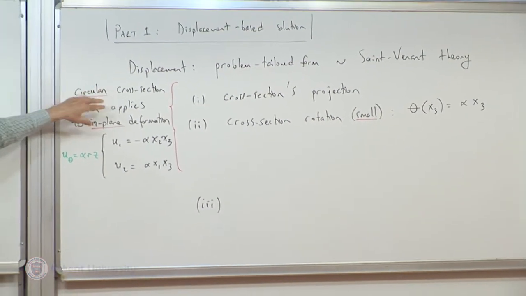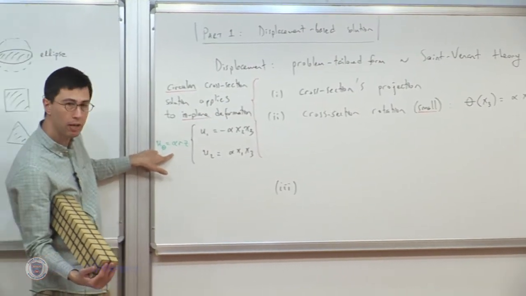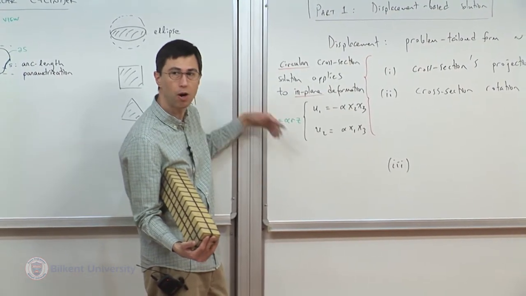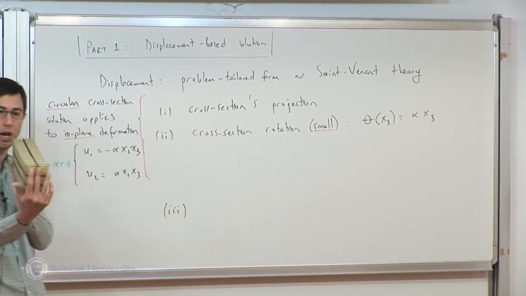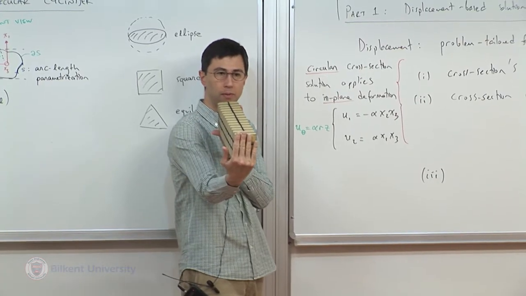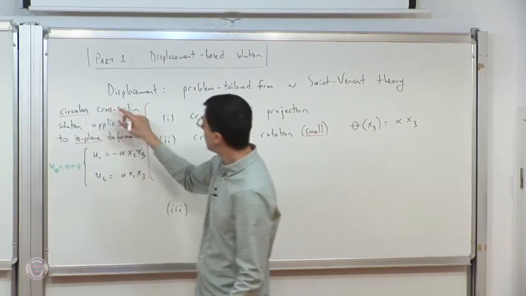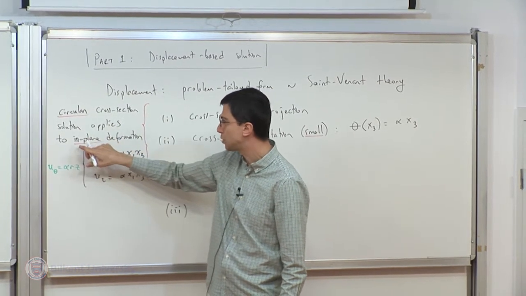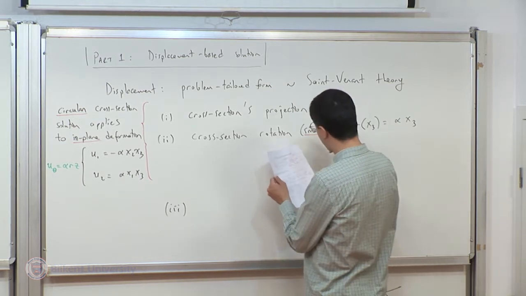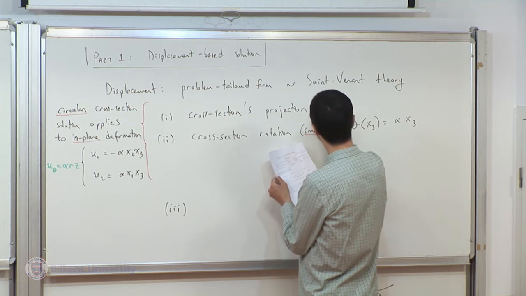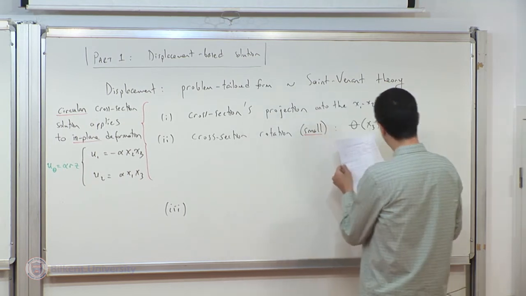Okay? So Saint-Venant proposed that this observation is borrowed, and hence the in-plane deformation is borrowed from our earlier solution, but you have to say that it applies only to the cross-section's projection onto the x1, x2 plane. Okay? All right? So that's the idea. So that's what I had written there. The circular cross-section solution applies, but only to the in-plane deformation, because obviously there is an out-of-plane deformation as well. And so the first item here says that the cross-section's projection onto the x1, x2 plane only rotates.